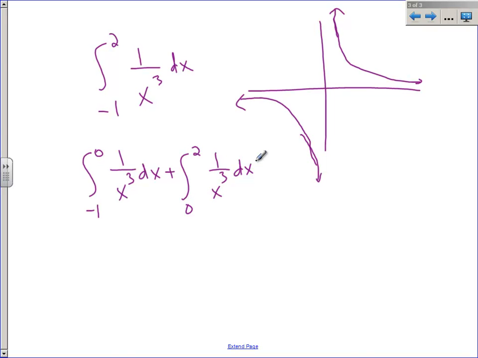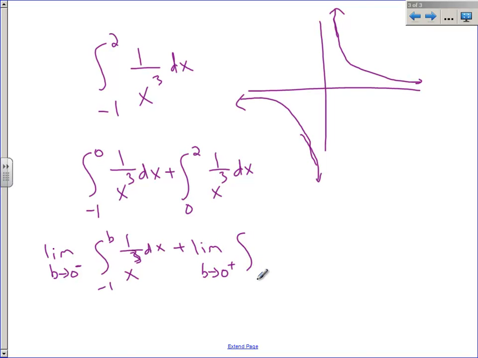Now, this first integral, -1 to 0 of 1 over x cubed, we can take a look at by doing the limit as b approaches 0 from the left of the integral from -1 to b of 1 over x cubed. And then this other one is going to be the limit as b approaches 0 from the right, from b to 2 of 1 over x cubed. So that's the idea behind that.